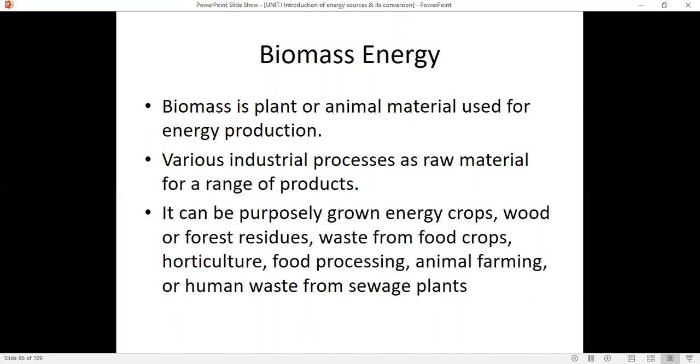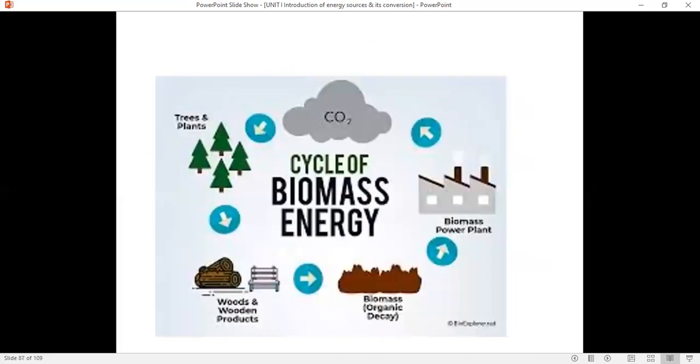Various industrial processes can use it as a raw material for a range of projects. It can be purposely grown energy crops, wood or forest residues, waste from food crops, horticulture, food processing, animal farming, or human waste from sewage plants.